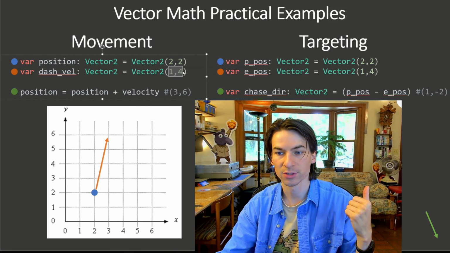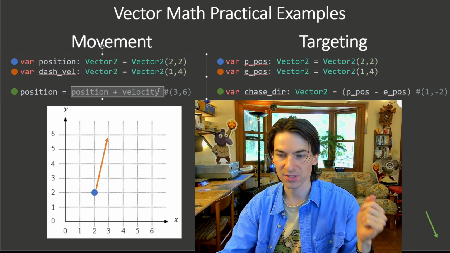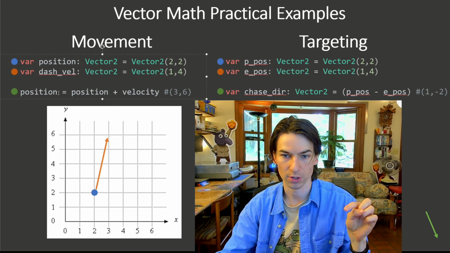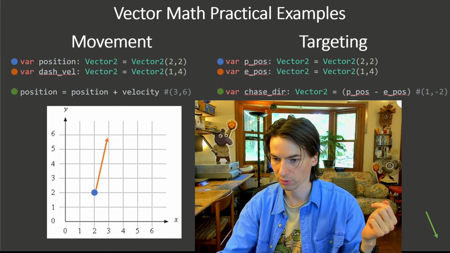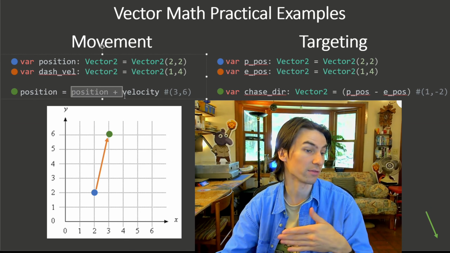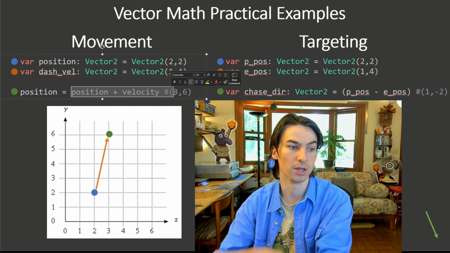So the air dash moves me over 1 and up 4. And all I have to do is, if I add these together, I get that resultant vector of 3, 6. And if I override my position to that value, now my position is going to be up here. So I can move from here to here by adding vectors together. This is one of the most common ways you're going to do math with vectors in Godot.